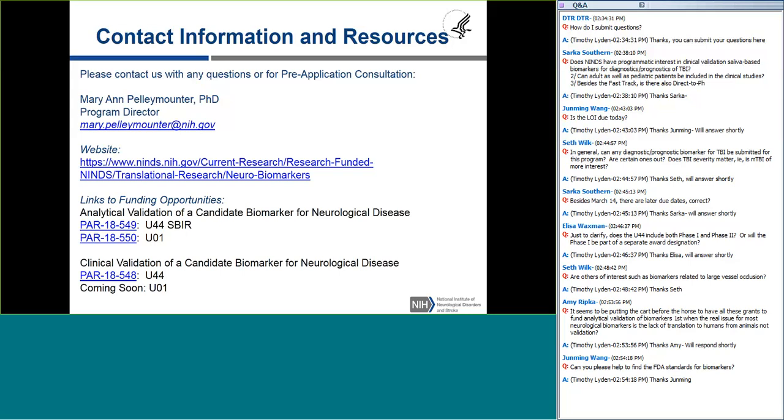One question was whether or not genetic or epigenetic biomarkers were in scope, and the answer is yes, they both are. Another question was whether or not biomarkers related to rare disease only was in scope, or whether it applied to all neurological diseases, and the answer is it applies to all neurological disease.